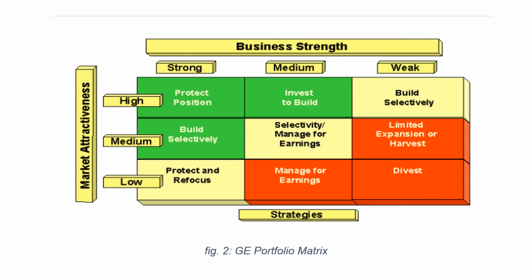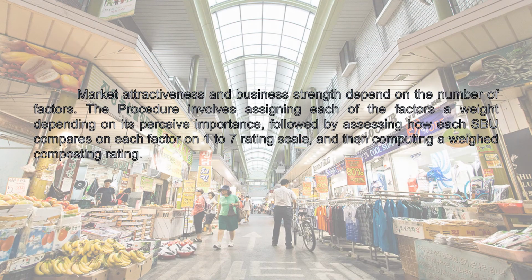This matrix involves SBUs being positioned on a matrix on the basis of market attractiveness and business strength. These two factors make excellent marketing sense for rating an SBU. Market attractiveness and business strength depend on a number of factors. The procedure involves assigning each of the factors a weight depending on its perceived importance, followed by assessing how each SBU compares on each factor on a 1 to 7 rating scale, and then computing a weighted composite rating.